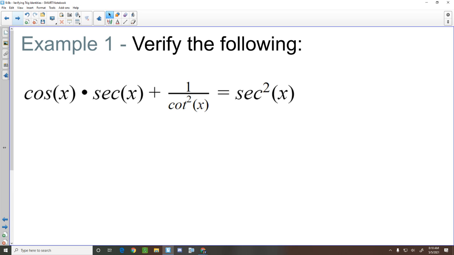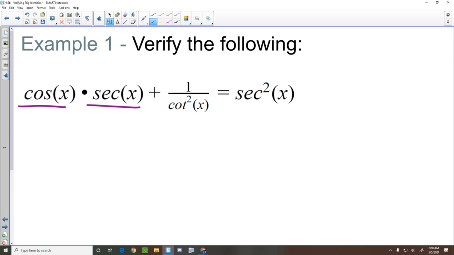You're just going to be trying different trig identities that we know to try to simplify it, to make it work out. First off, I see a cosine times a secant. That should stand out to me, because what do you know is true about secant and cosine? Aren't they reciprocals of each other? Cosine is 1 over secant and secant is 1 over cosine.